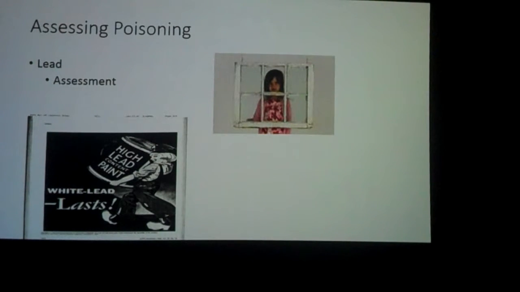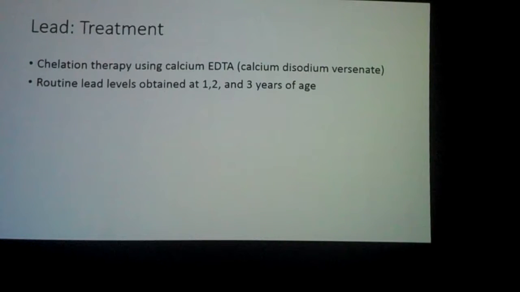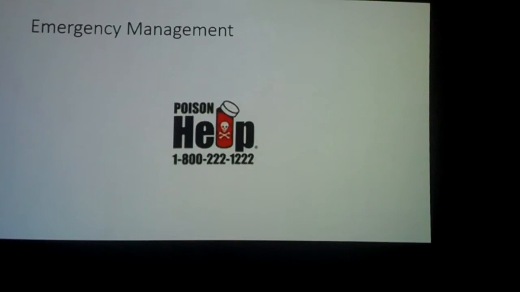Sometimes it's hard to tell, especially in young children, so we do routine lead levels at 1, 2, and 3 years of age just to detect lead poisoning. Levels in between 1 and 5 are okay. Above 5 is considered abnormal. Obviously, you want to remove the exposure to the lead and make appropriate referrals as needed.